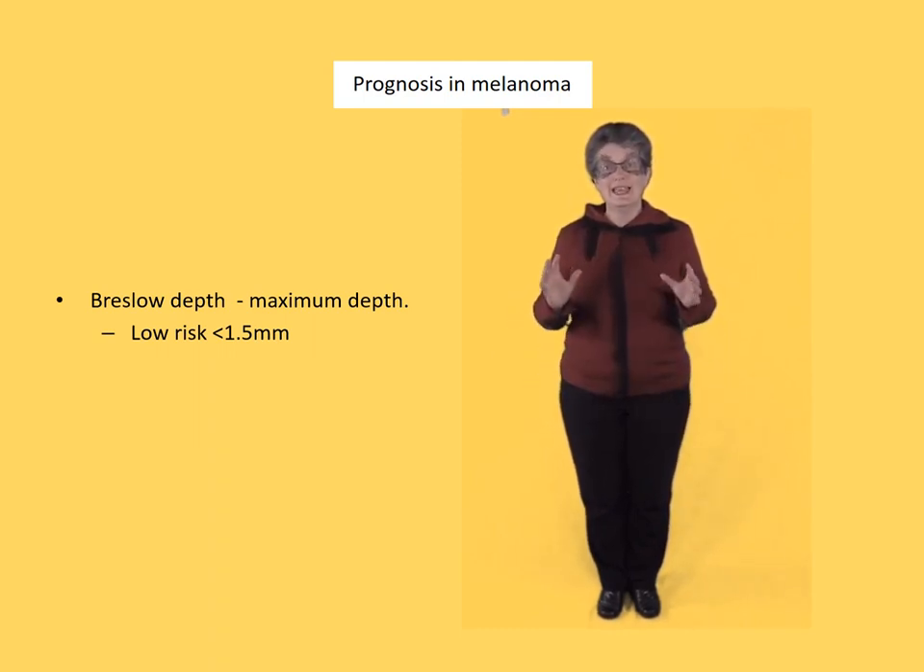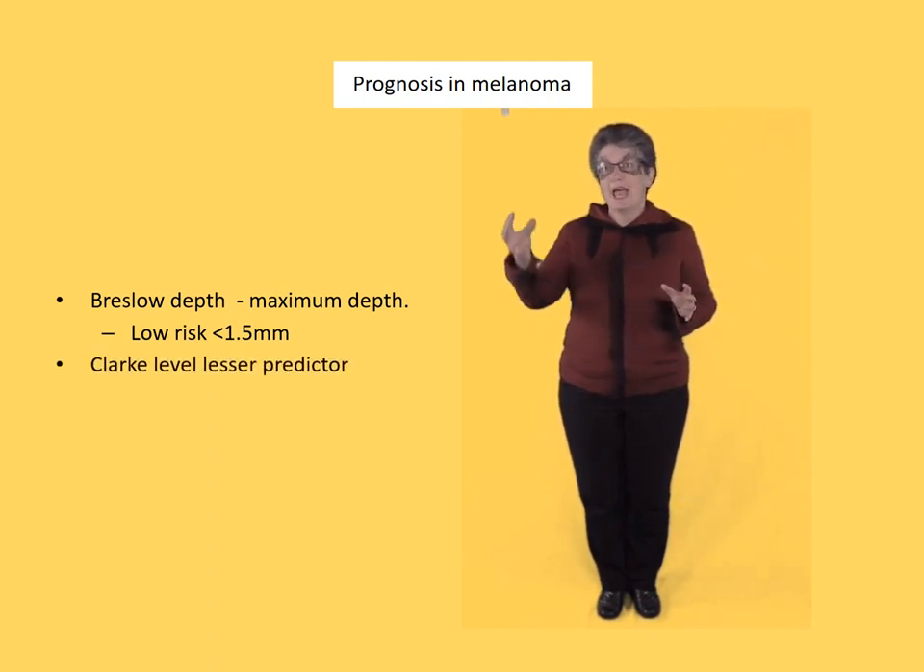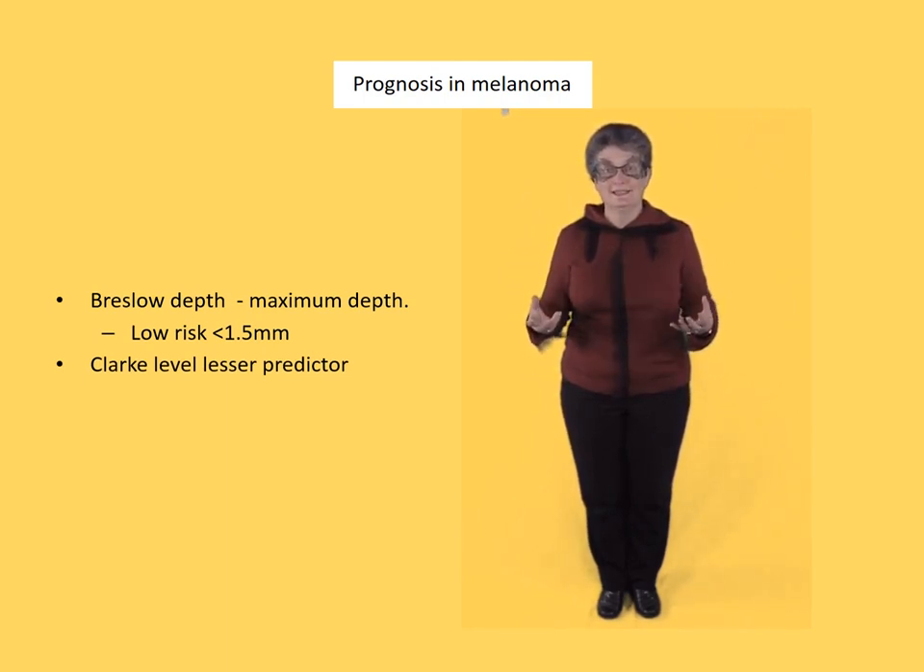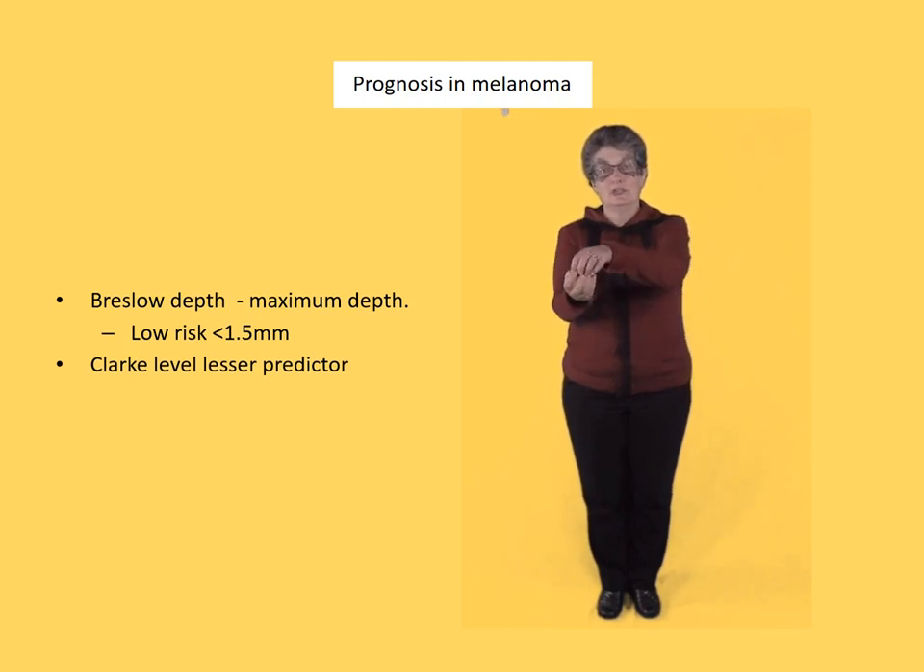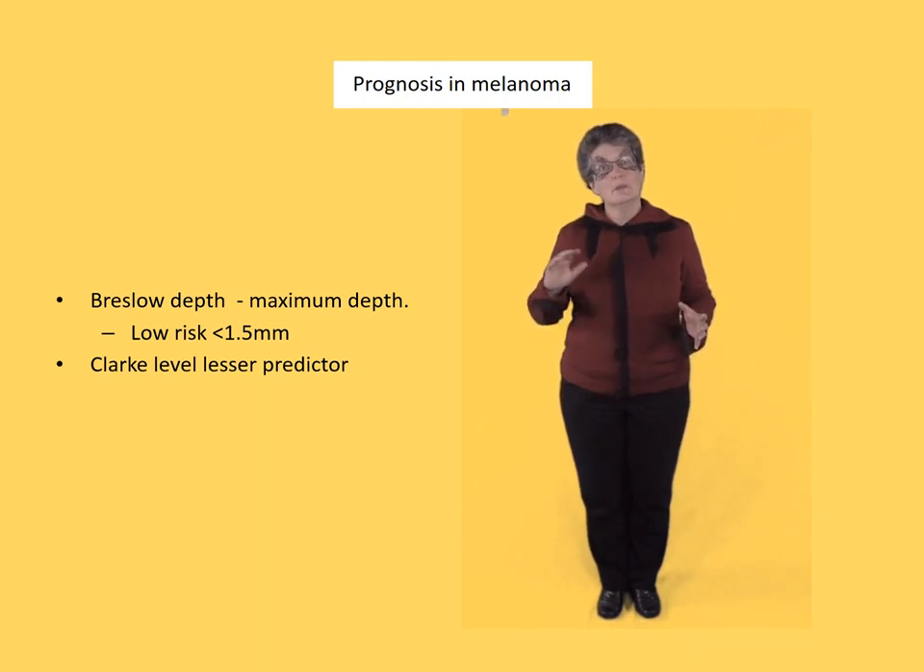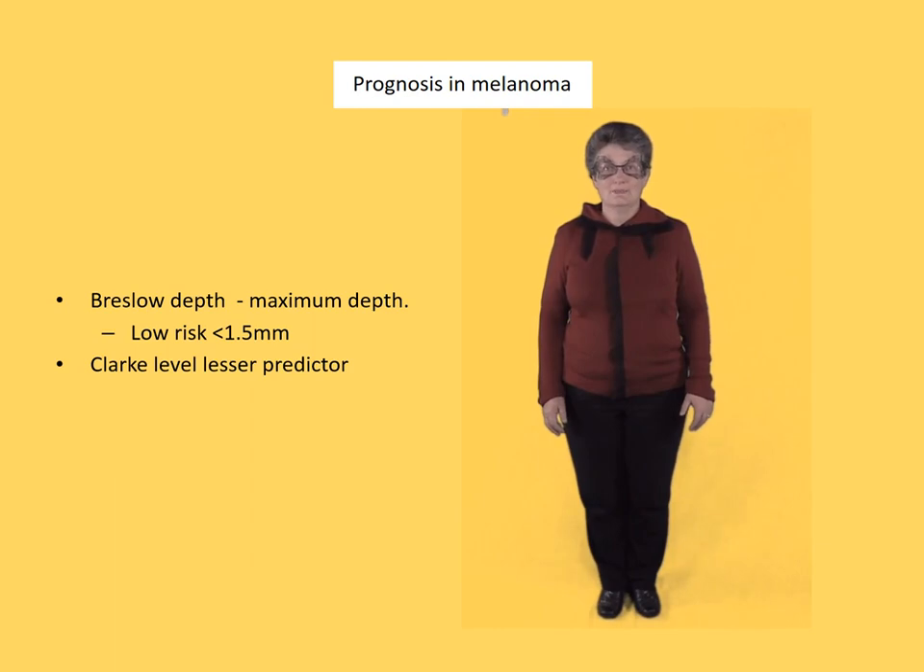There is a related concept, the Clark level. This describes how far through the skin the melanoma has progressed. Now, of course, these are related because a melanoma with a deep Clark level will have a high Breslow depth. In some places, though, the skin is very thin. Both things are important, but most important is the Breslow depth.